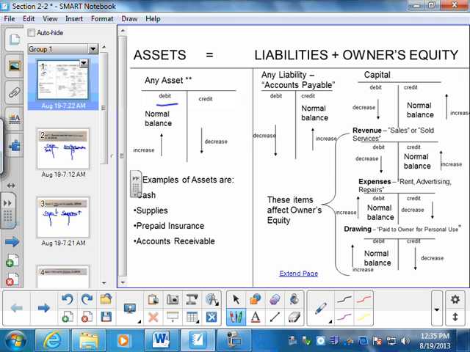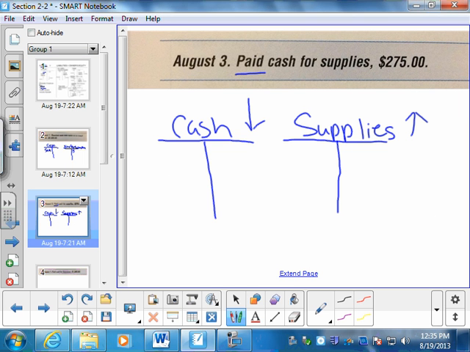So go back to your chart. Now we're dealing with supplies and cash. Now those are both assets. So in order to increase them, we debit them. In order to decrease them, we credit them. So we're going to go back here. We know our supplies increased, so we're going to debit it $275, and our cash went down. So we're going to credit it $275 because it decreased, and you decrease an asset with a credit.